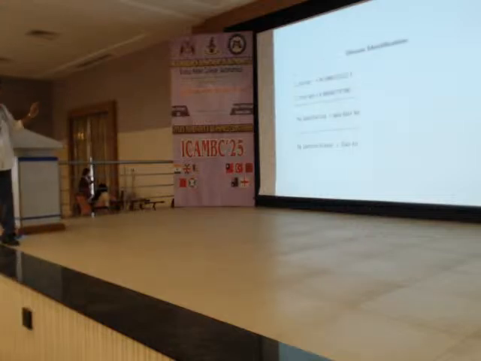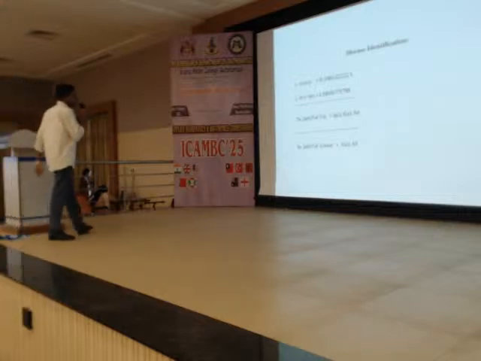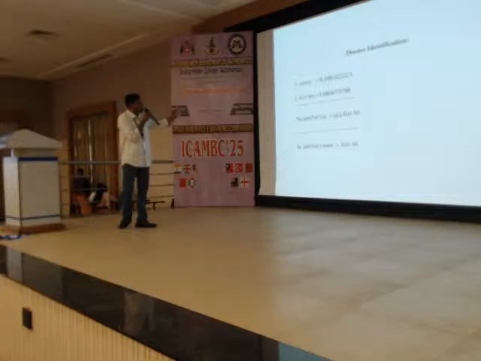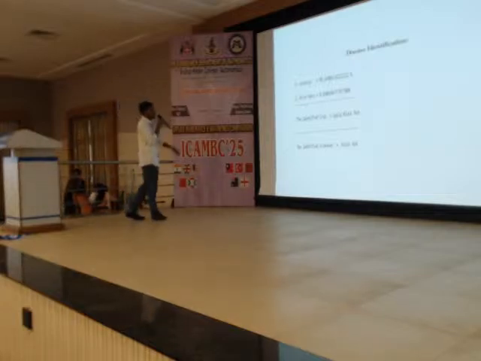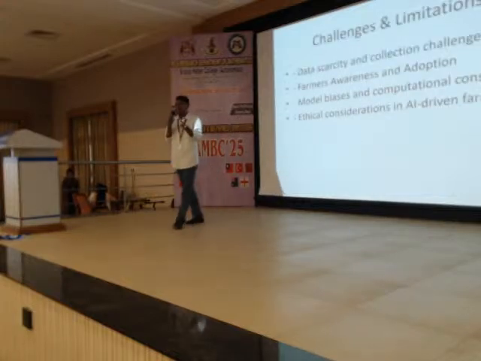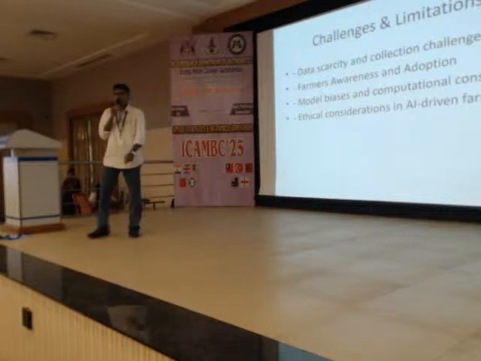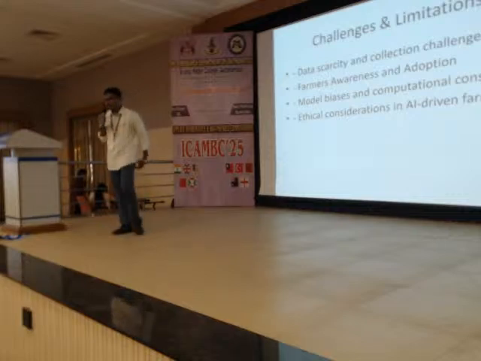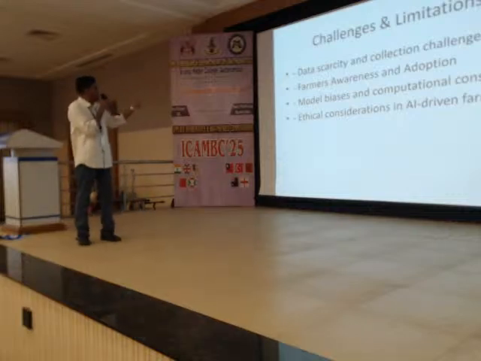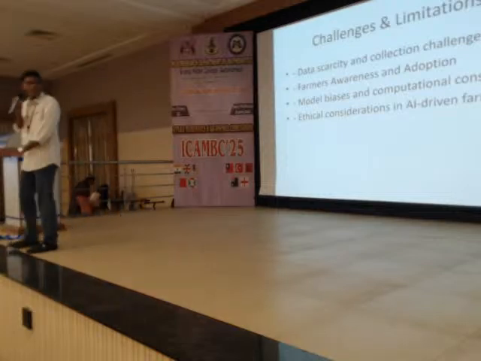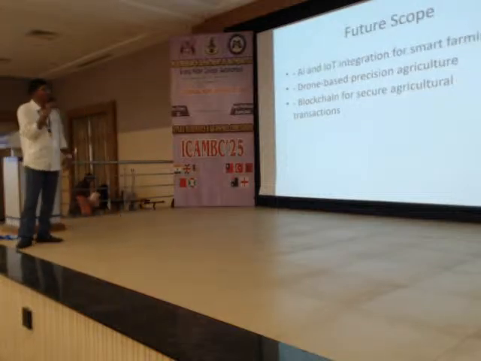Next slide. This is disease identification using the CNN 2D algorithm. We can identify the disease based on the picture. It is identifying the black dots on the apple. It is identifying the disease as black rot. Next slide. These are the challenges and limitations: farmer awareness and adaptation, model biases, and computation constraints, along with ethical concerns of AI-driven farming. Next slide. Okay, thank you.